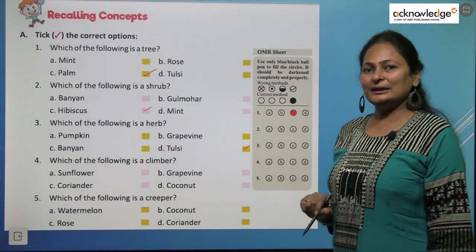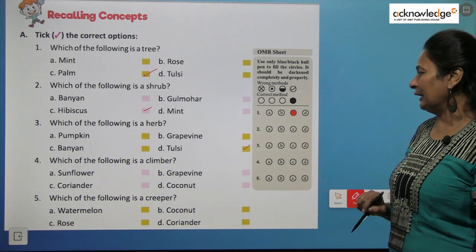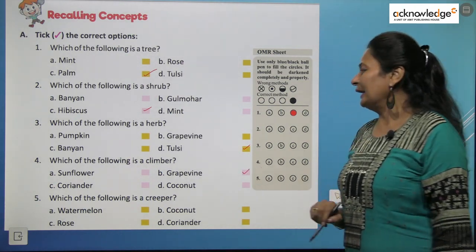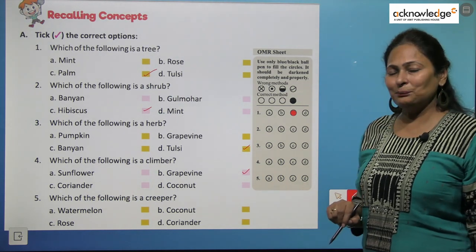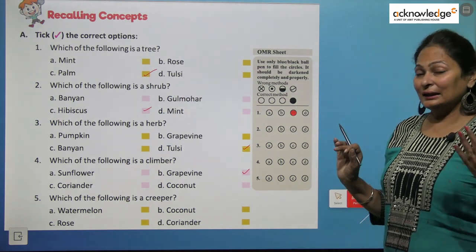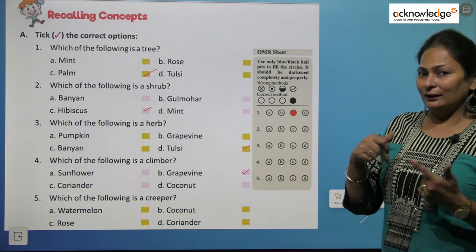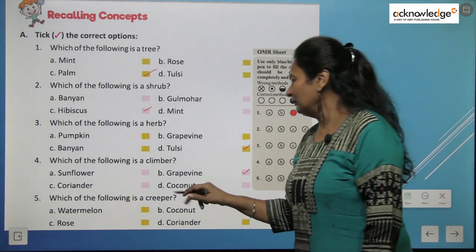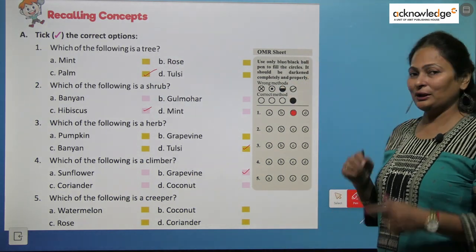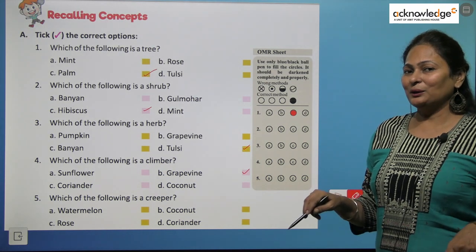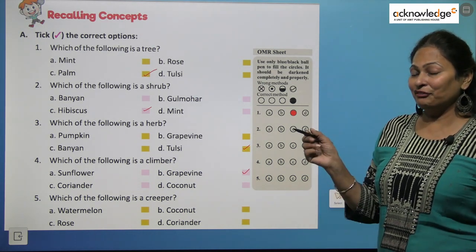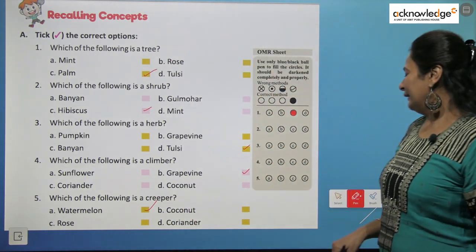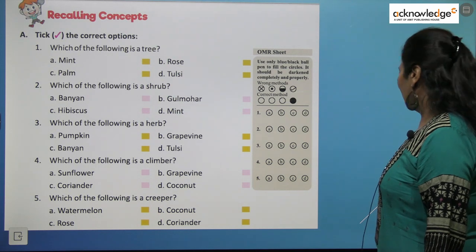Which of the following is a climber? Sunflower, grapevine, coriander or coconut? It is grapevine, right? It needs support. It grows around the pole or sticks. Which of the following is a creeper? Yes, do you remember? Creepers grow along the ground, but their fruits are big in size. So watermelon is the correct answer for creepers.